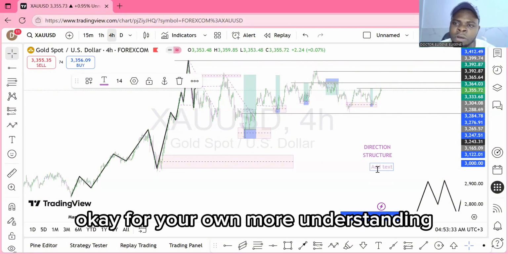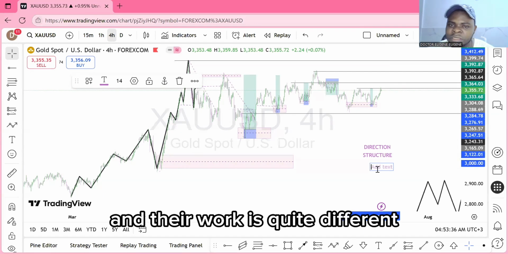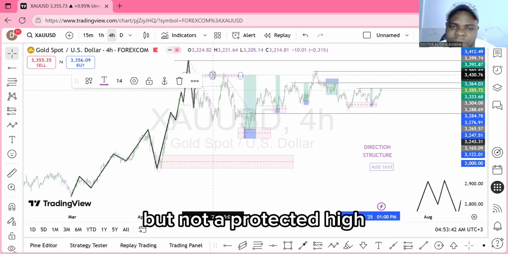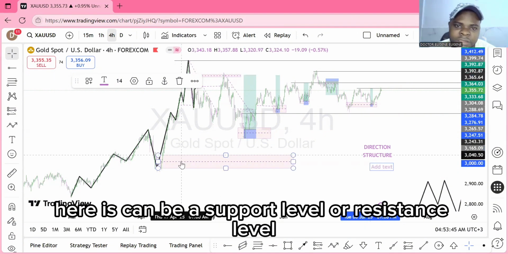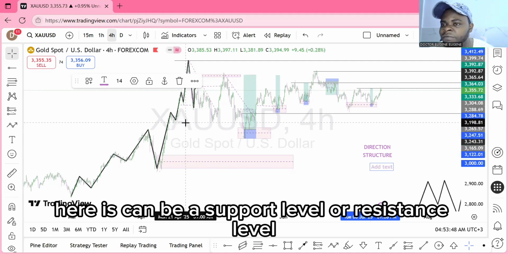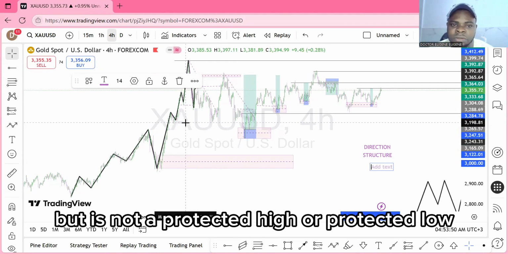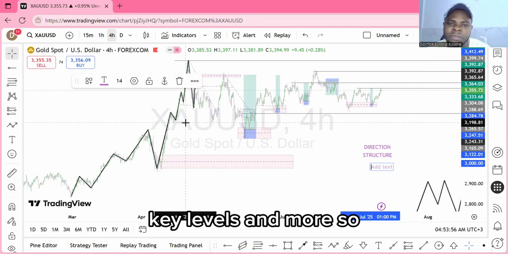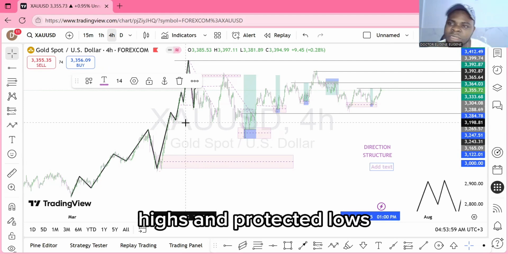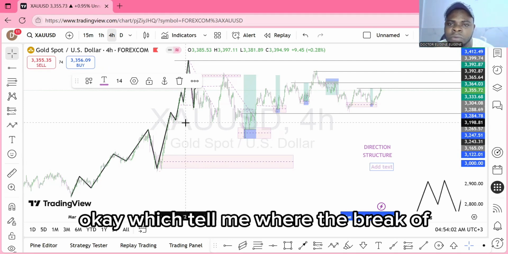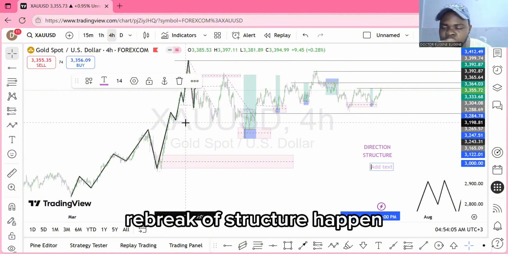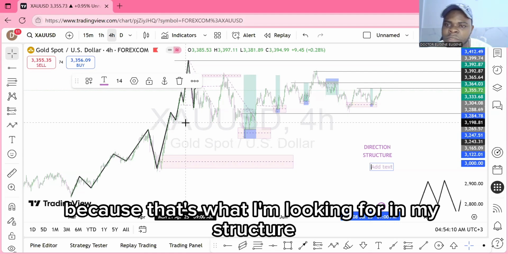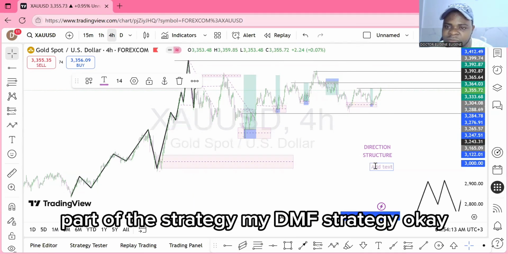Okay, for your own understanding, their work is quite different. Here now can be a support level, but not a protected high. Here can be a support level or resistance level, but it's not a protected high or protected low. So there is a difference between protected highs and lows, key levels, and more. What I make use of is protected highs and protected lows, which tell me where the re-break of structure or re-market structure happens, because that's what I'm looking for in the structure part of my strategy.